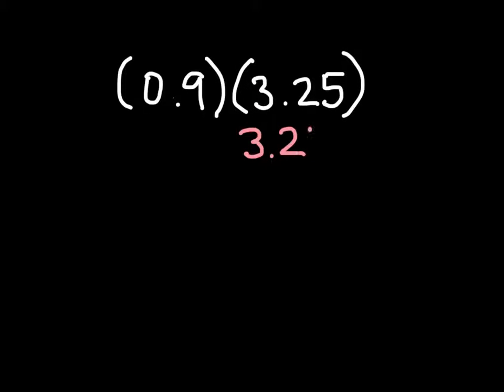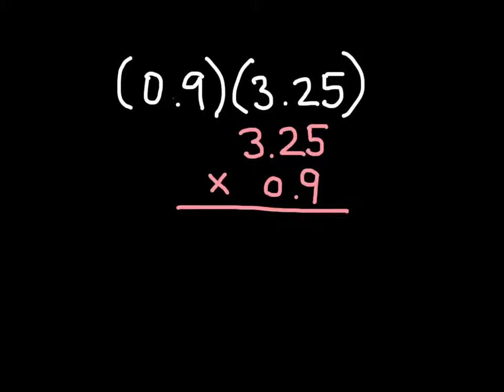3.25 multiplied by 0.9. Now notice how I set this one up. I'm more comfortable with the number that has more digits being on the top. And then I put 0.9 below that, even though 0.9 was listed first in the problem. That's just how I like to do it.